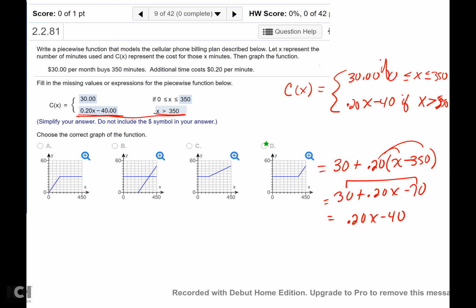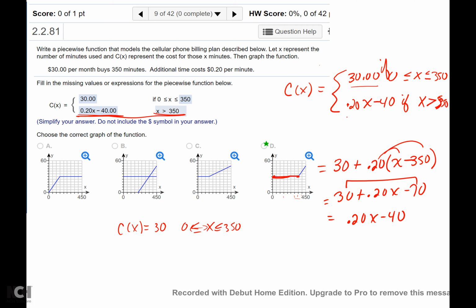Well, this says, okay, I don't know what their scale there is, they're going by here, but if that's to 450, let me count them by 50s, 50, 100, 150, yeah, they're counting by 50s. So this says I'm going to graph C of x equals 30, which is a constant function. It's just a flat line from 0 to 350. So from 0 to 350, and those are both filled in circles, it's going to be a flat 30 bucks.